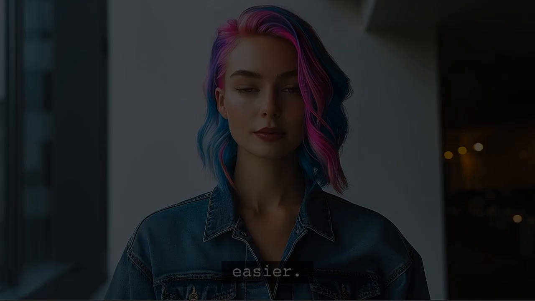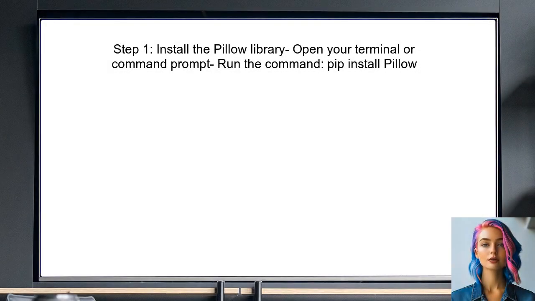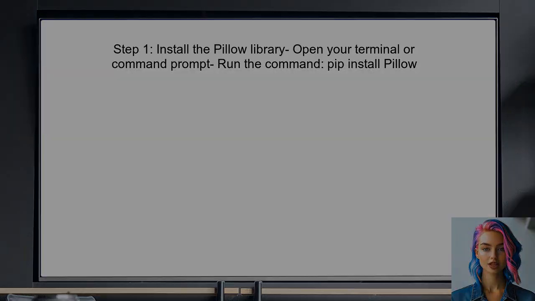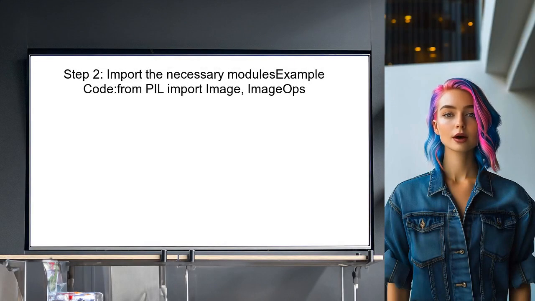To begin, the user needs to install the Pillow library, which is essential for image processing in Python. This can be done using the pip package manager. Next, the user should import the necessary modules from the Pillow library. This includes Image and ImageOps, which will help in resizing and adding the white background.